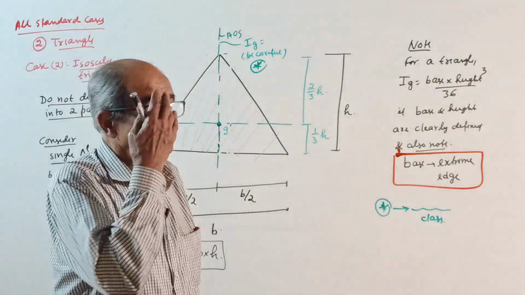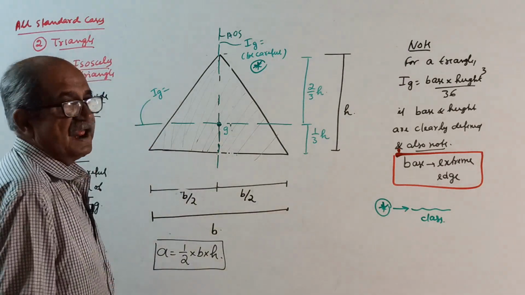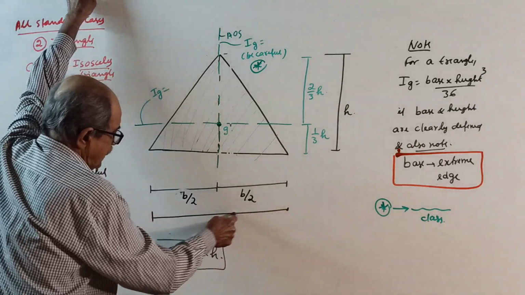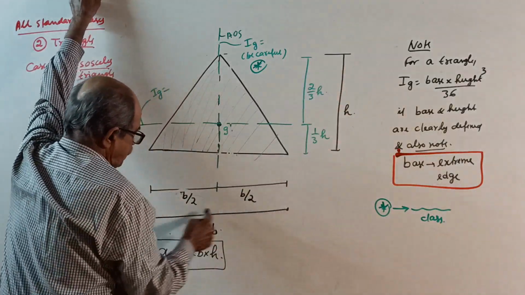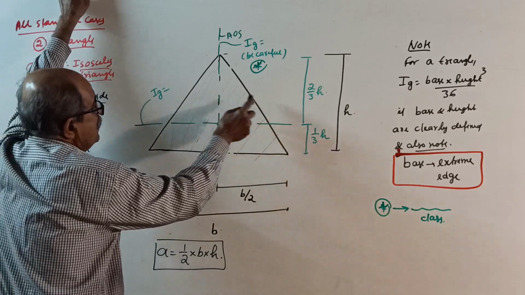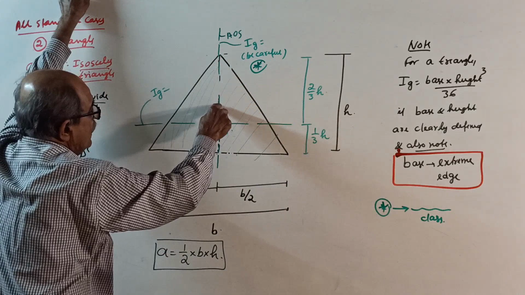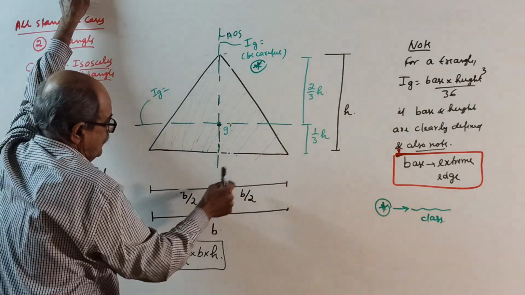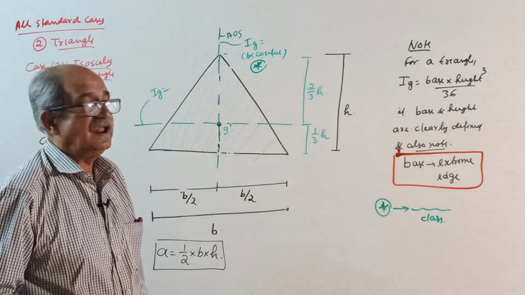Okay, continue. Triangles you are doing, case 2, isosceles triangle. See, B is the base. Usually horizontally you take base, height. You write here, this is base and height. Now, this side should be equal to this side, and this angle is this angle. So, if I draw one dotted line here, perpendicular to the base, it will be exactly B by 2, B by 2. That is for isosceles triangle.